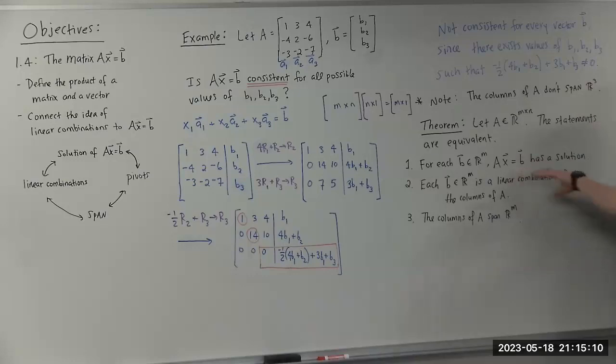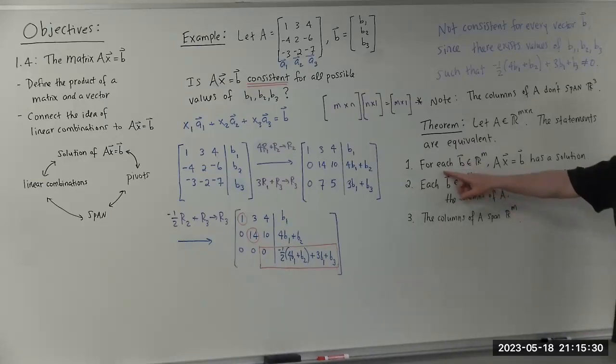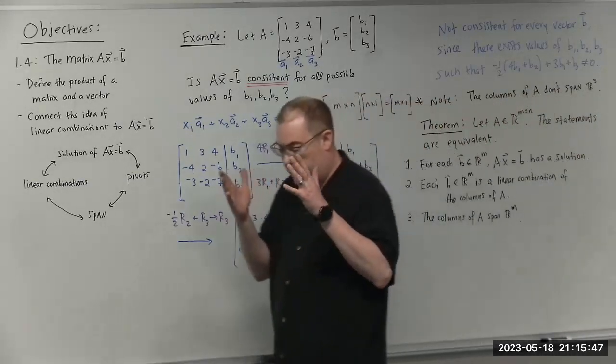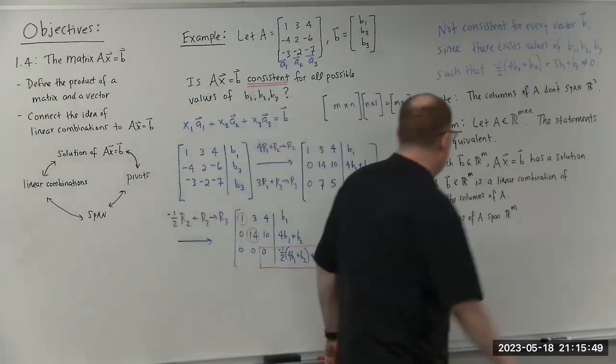For every vector B, if there's a solution, that means you can write that vector in terms of a linear combination. And so we say that the vector columns of A span R of M. The wording is important: for every vector in R of M, the columns of A span R of M. That just means if I choose any vector in R of M, then that vector is in the span.